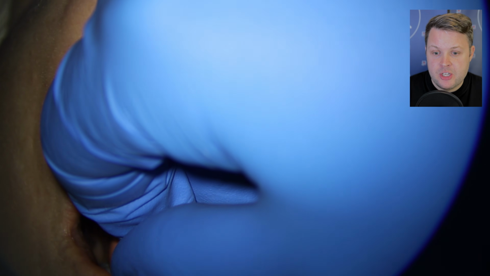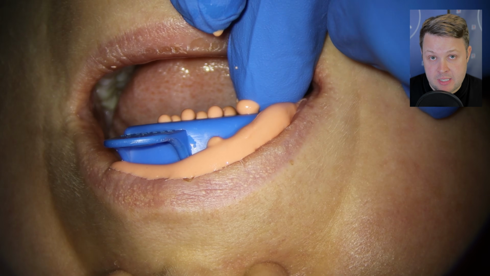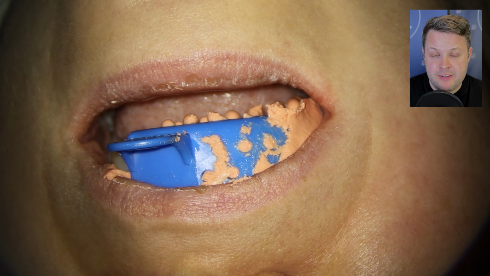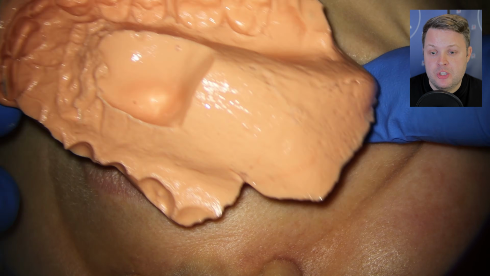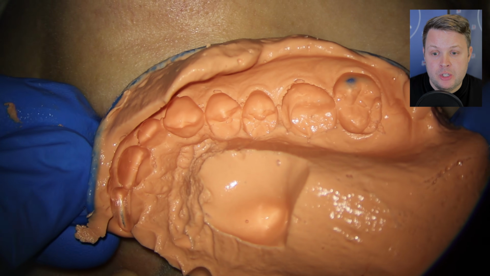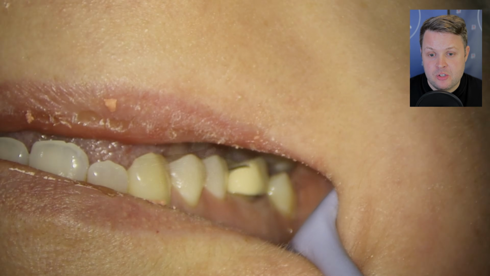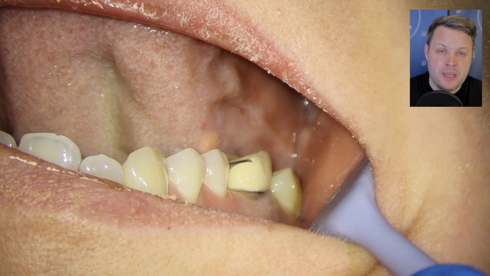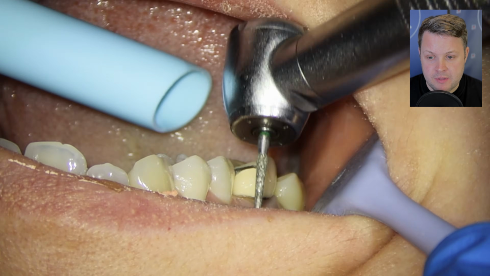I'm going to take a sectional alginate in the first instance before we do anything, ready for the temporary crown. Even if the tooth is unrestorable, you can use this to fashion some kind of temporary so the patient can go back to the normal dentist and have the tooth out.